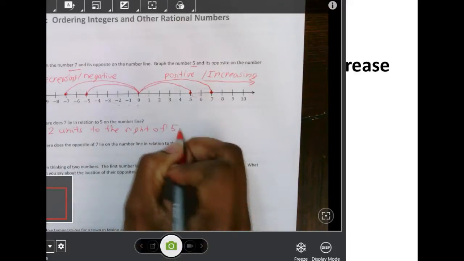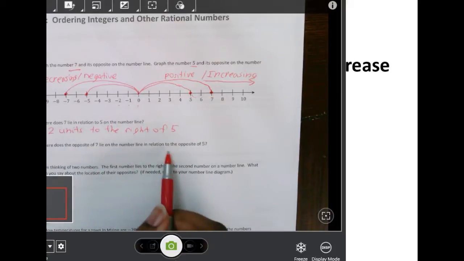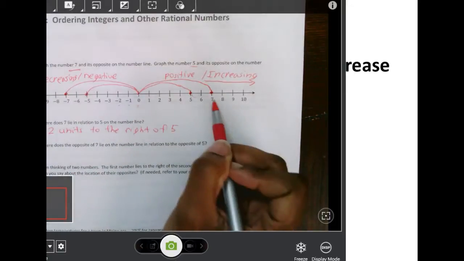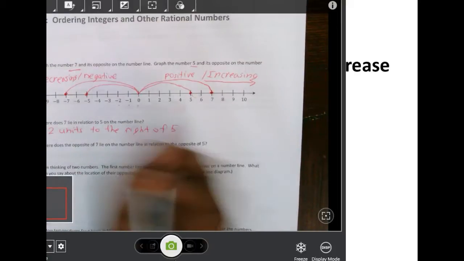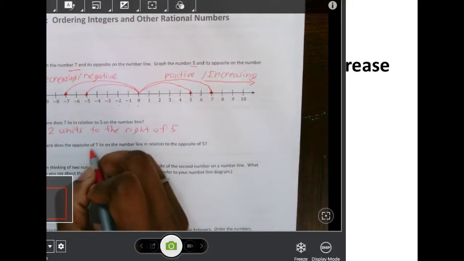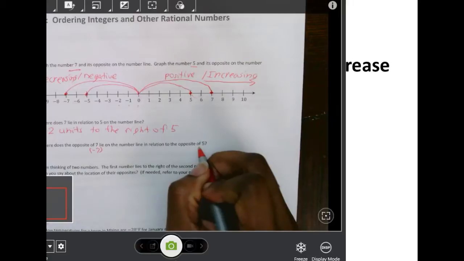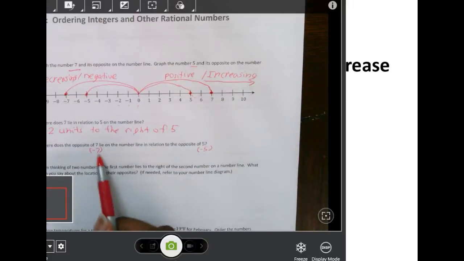Where does the opposite of 7 lie on the number line in relation to the opposite of 5? So we're going to compare the opposite of 7, which is negative 7, and the opposite of 5, which is negative 5. I'm just going to write a note here. The opposite of 7 is negative 7, and the opposite of 5 is negative 5. So they're asking us, what is the relationship between negative 7 and negative 5?